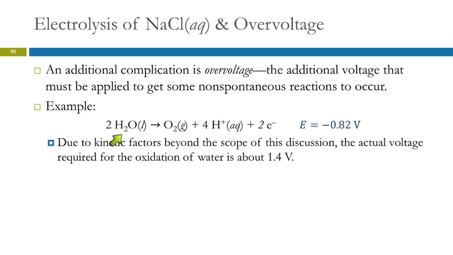So we've been looking at this oxidation reaction for water producing oxygen and 2 electrons, and we can calculate that the potential is minus 0.82 volts. But because of kinetic factors that are too complicated to discuss in Chem 1B, the actual voltage required is about 1.4 volts, not 0.82 volts. And it's due to that overvoltage.